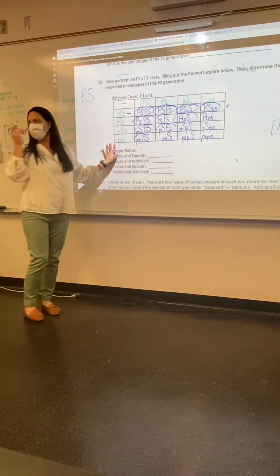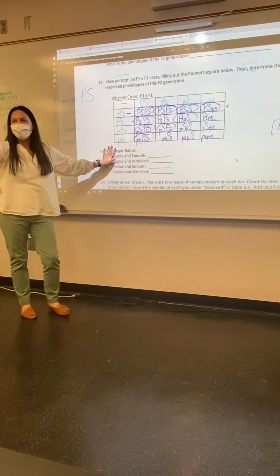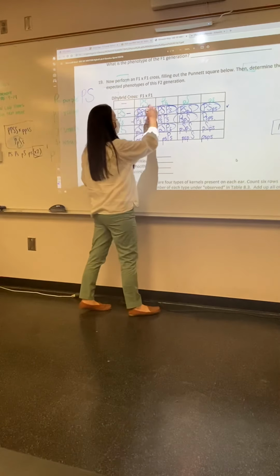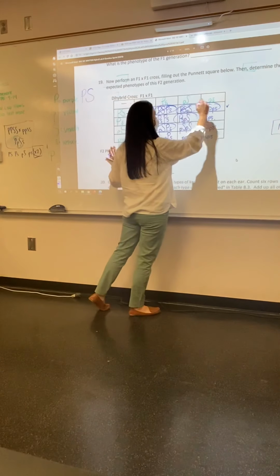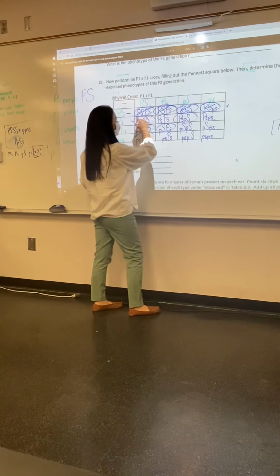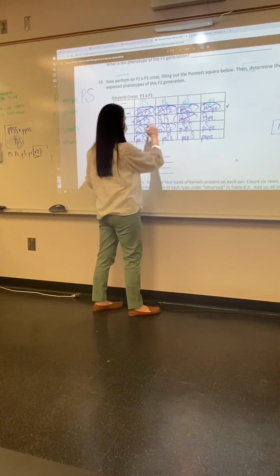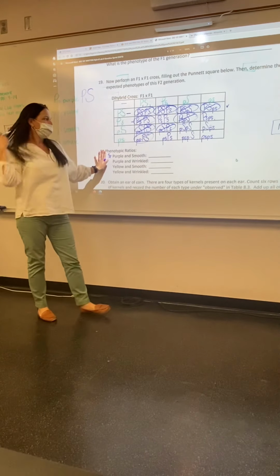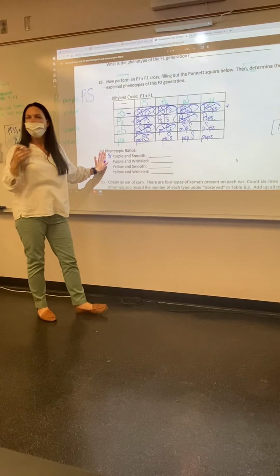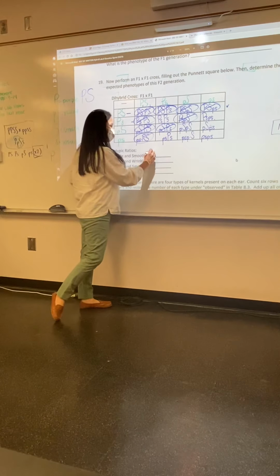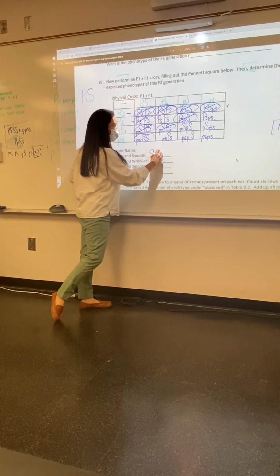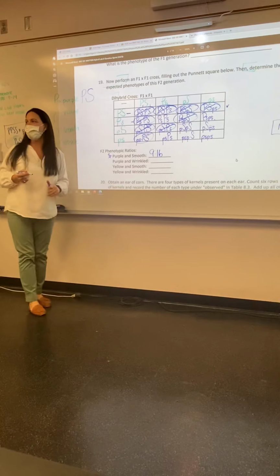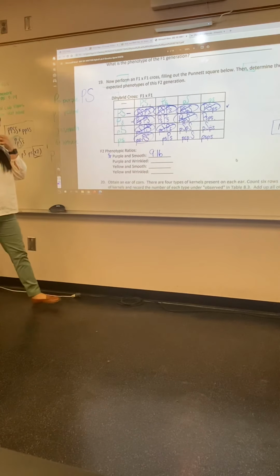We're going to go through and count them. We're going to mark them off. Once we cross them off, we can't count them again. 1, 2, 3, 4, 5, 6, 7, 8, 9. Alright? So here we go. 9 out of 16. There's our ratio.